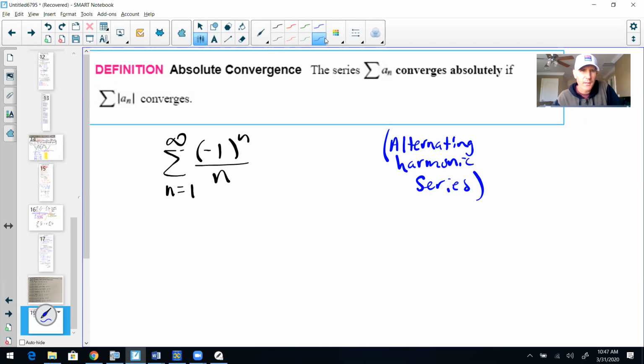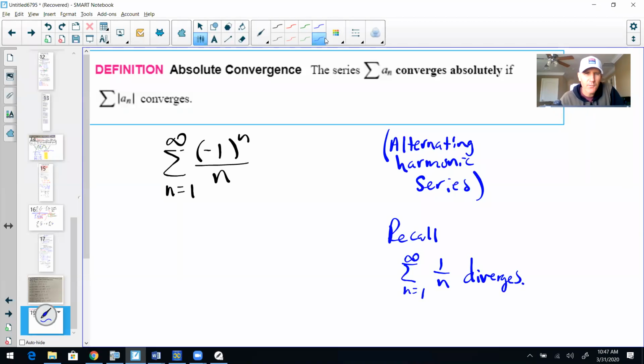So remember that the harmonic series was just the summation as n goes from 1 to infinity of 1 over n. And we talked about how that diverges. So I'm going to put that here. Recall that the sum as n goes from 1 to infinity of 1 over n diverges.